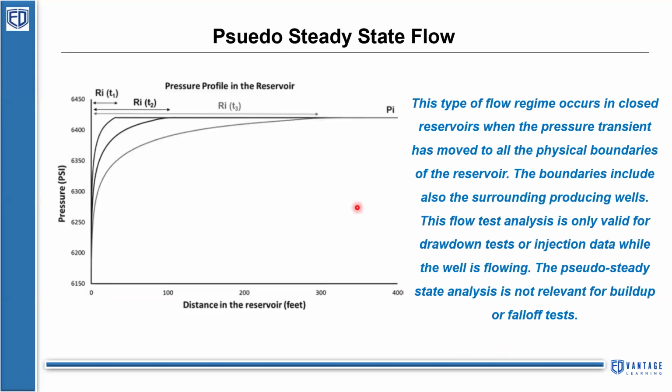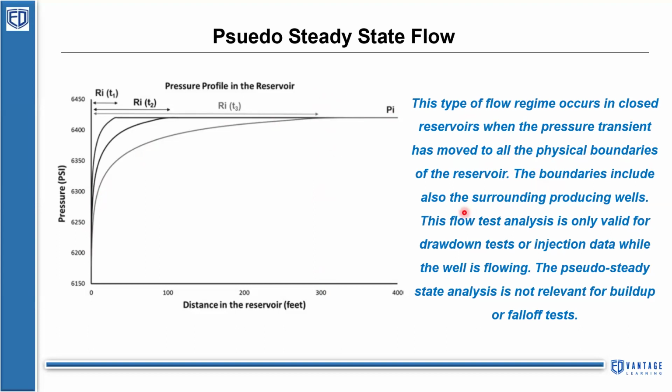Okay, so a typical summary or introduction to fluid steady state flow. This type of flow regime occurs in a closed reservoir when the transient has moved to all the physical boundaries of the reservoir. So if you observe, the transient now is stable beyond this distance from the reservoir. So this is something called stability has reached, and the pressure is now in an equilibrium stage. The boundary has been felt. That is understood from the log plot that we are going to discuss soon.